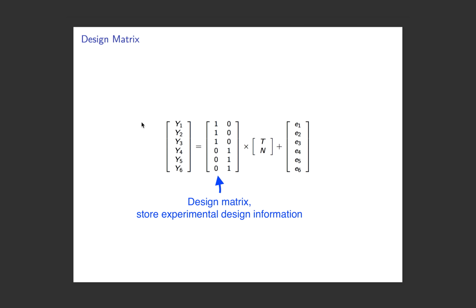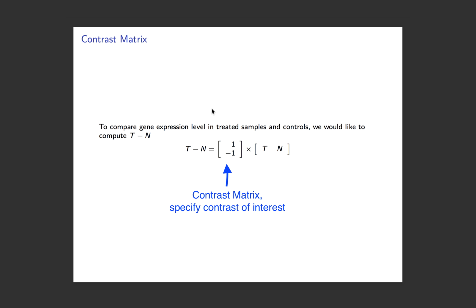We could also express it in matrix form, and we call this one the design matrix because it stores experimental design information. To compare gene expression level in treated samples and controls, we would like to compute μ_T minus μ_N and test whether it is significantly different from 0. And for μ_T minus μ_N, we could also write it in matrix form, and we call this part the contrast matrix because it specifies the contrast of interest.